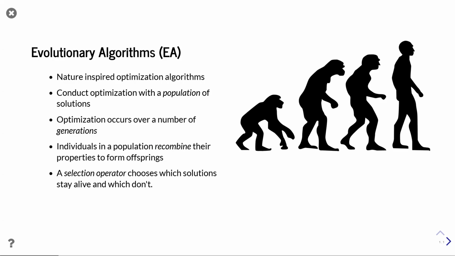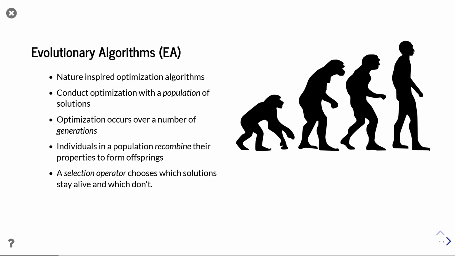This happens over a number of generations. Every generation, these individuals combine together and form new offsprings. These new offsprings are then evaluated, which means that we calculate the objective values for these new offsprings. And then we apply a selection operator.